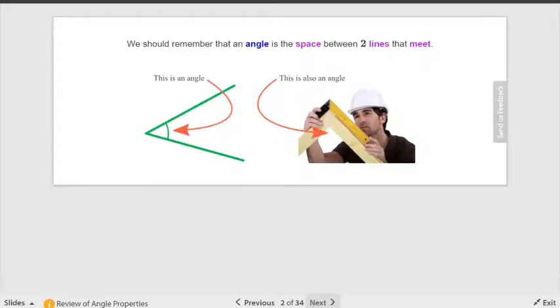So remember that an angle is simply the space between where two lines meet. If you look at this particular example here, this pointed area, this area inside there, that is a measure of the angle. You can also see that this is an angle where he's got the two boards put together, right? Now there are all kinds of angles though, so don't just assume that all angles will look like those.